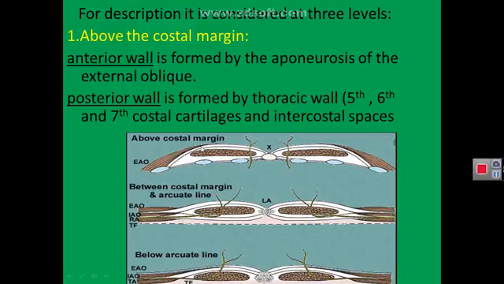Above the costal margin, the anterior wall of the rectus sheath is formed by the aponeurosis of the external oblique muscle only. And there is no posterior wall of the rectus sheath here because the rectus abdominis originates from the 5th, 6th, and 7th costal cartilages. So posteriorly, you don't have a posterior wall because the muscle, which is the content of the sheath, is attached to its origin, the costal cartilage. Only the anterior wall is formed, by the aponeurosis of the external oblique.